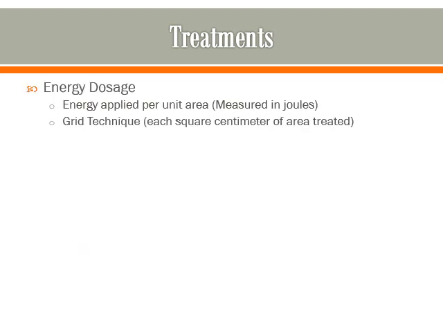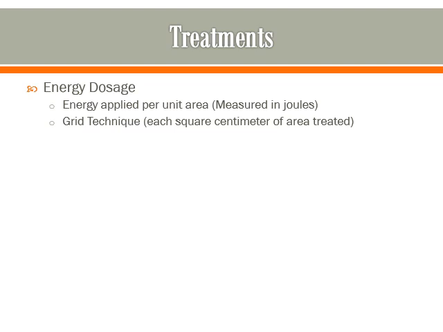So you want to look at the energy dosage when you're doing this, and we're going to talk about the treatment techniques that you can utilize. All right. So the energy applied per unit area is measured in joules. Joules are the treatment dosage that you're looking at with this. And one of the techniques individuals use, and we'll talk about the different techniques, is the grid technique, which I think is probably the easiest one to control the dosage.